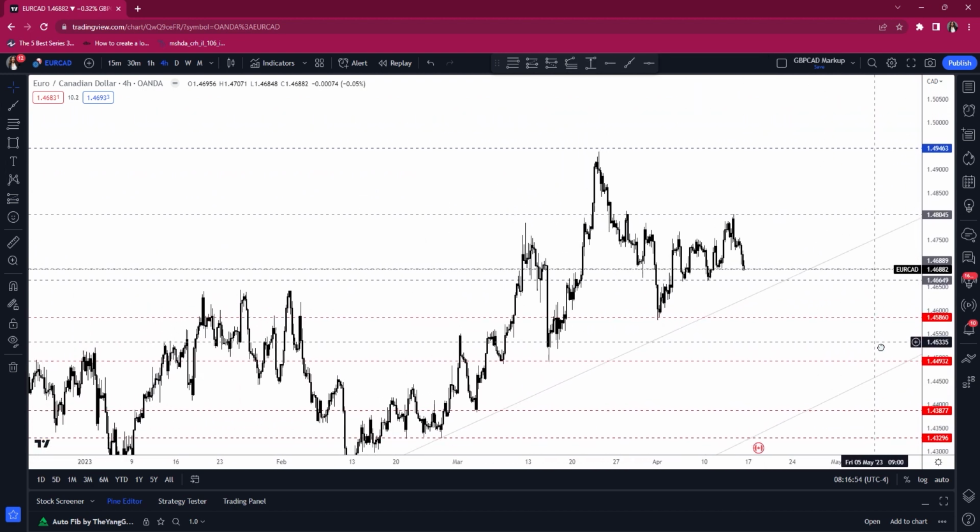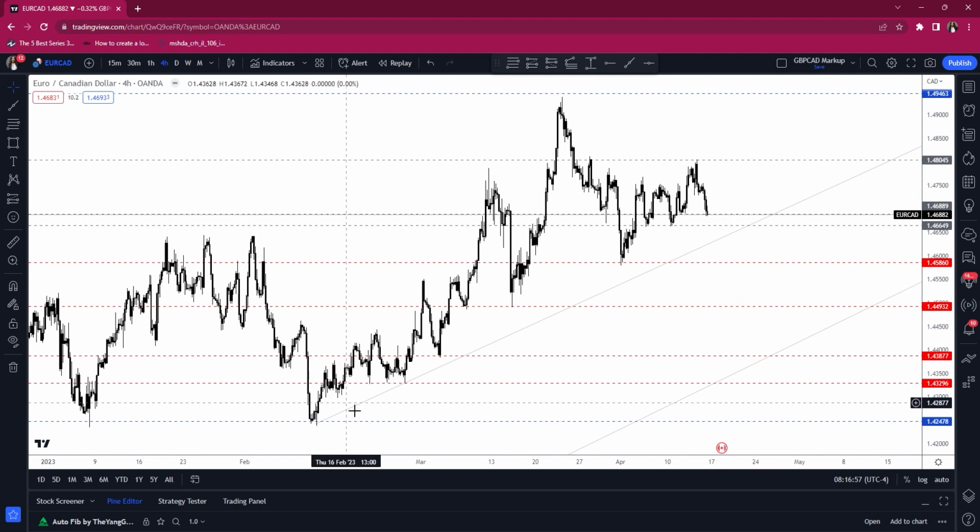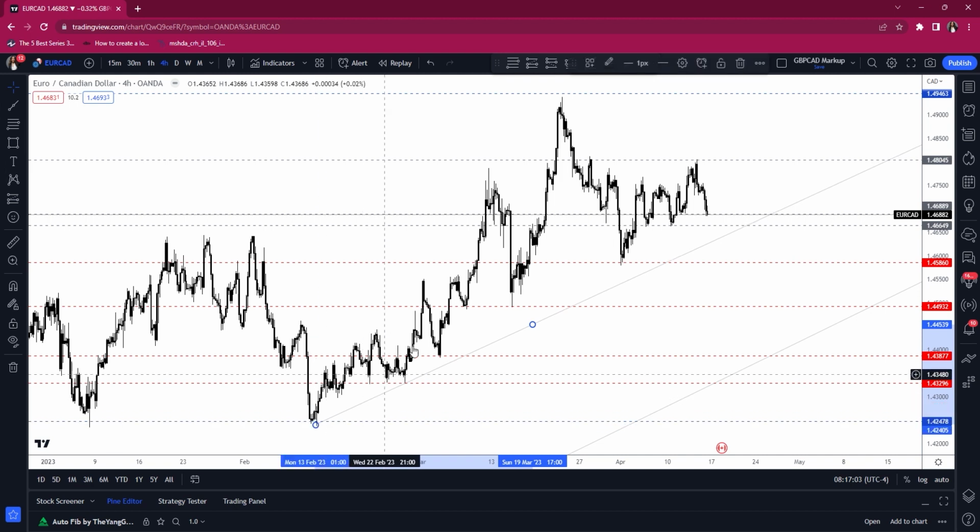And I know somebody is going to complain, I can't see the candles. How do you know what to do? Well, I'm looking at price action, right? And I don't need to see each individual candle right now. Looking at price action, I'm just trying to line this stuff up. So I'm going to go from here. There we go.